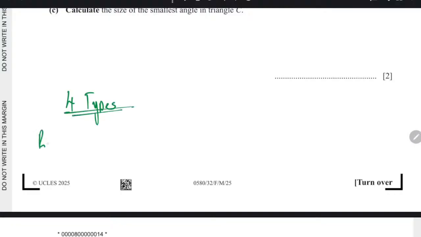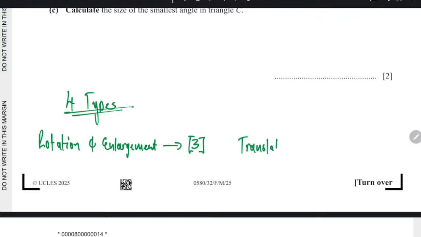Now, rotation and enlargement. When you are describing them, you will see they'll give you 3 marks. Translation and reflection, these will give you 2 marks. So these are worth 2 marks. So, sir, how do I answer a describe question? Look at the marks. The marks will tell you.